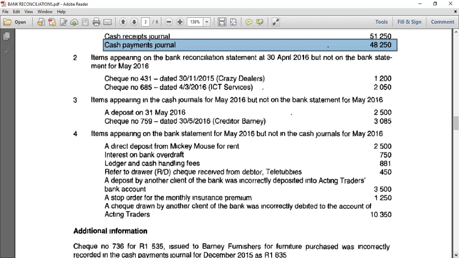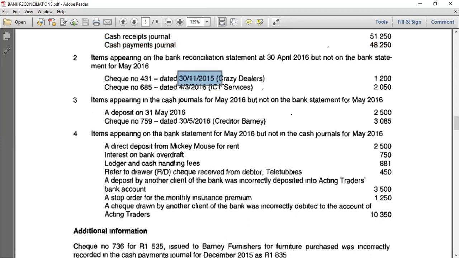So in this case, we check those checks to see if there's a problem with any of them. This one was written on 30 November 2015 for Crazy Dealers. We are now in May. If you count the months from November until May, it has now been 6 months, so this check is more than 6 months old. So that's a stale check.